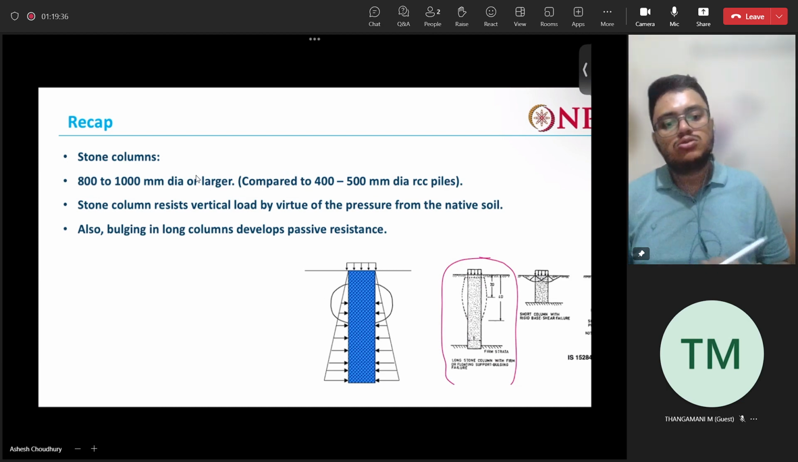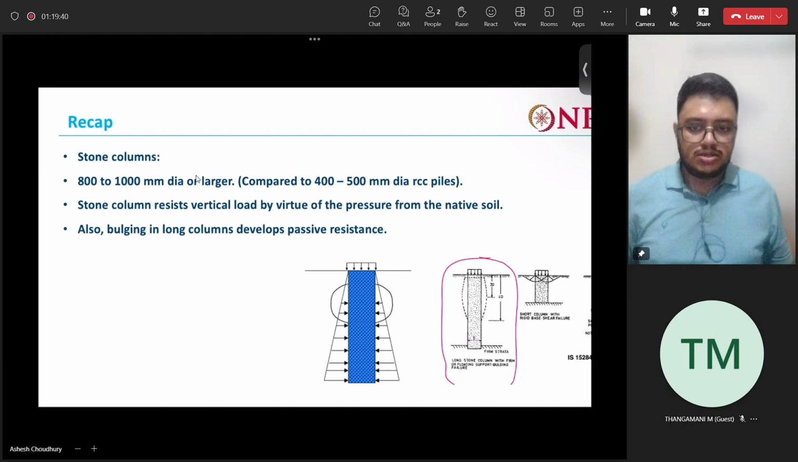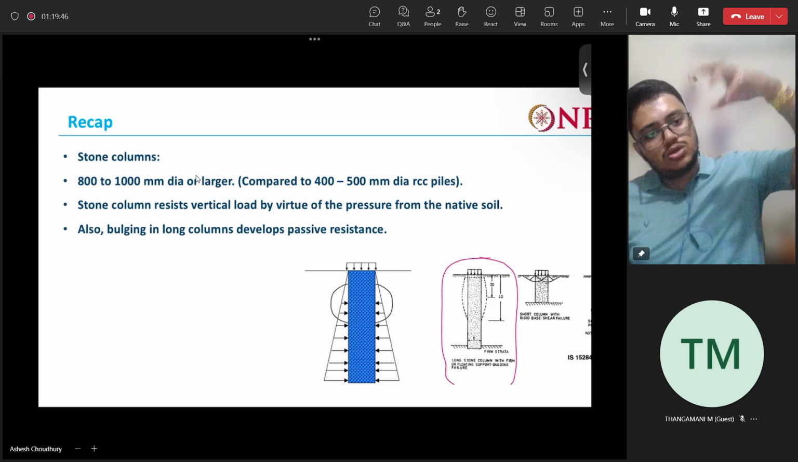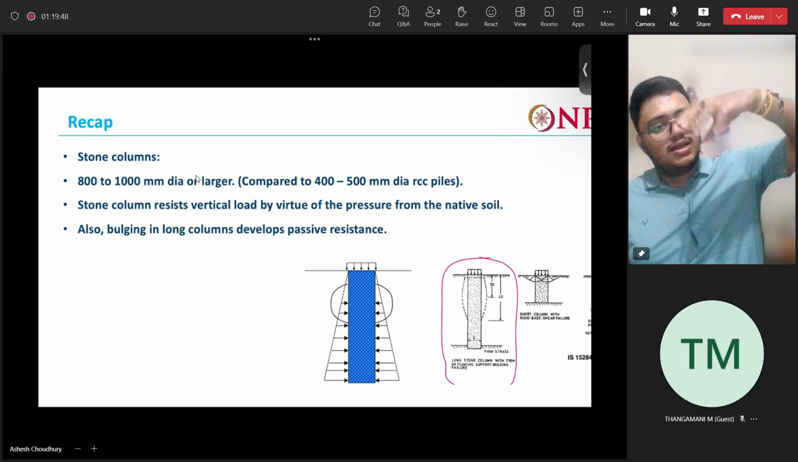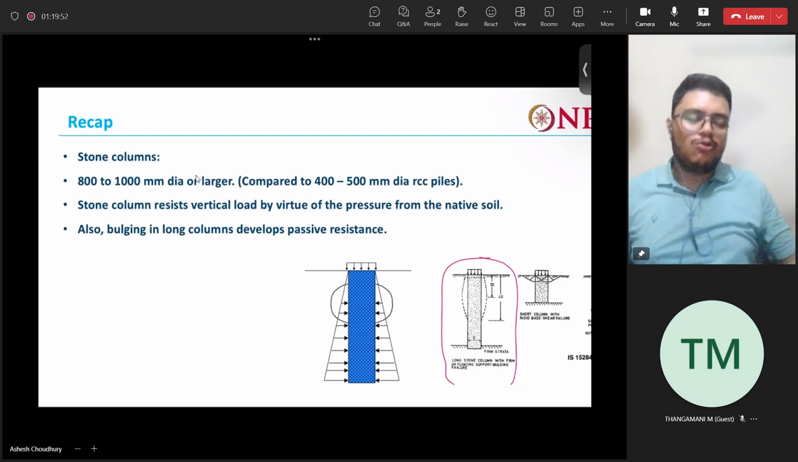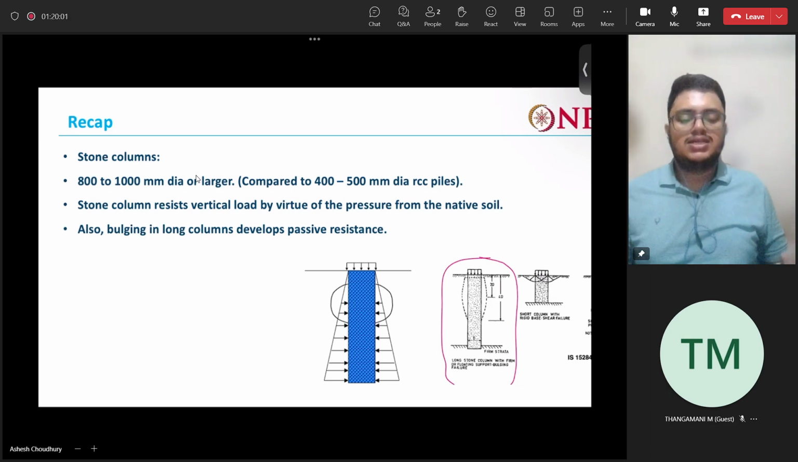The stone columns are also constructed like that only. We need to drill a borehole, then stabilize that borehole. Then you have to put stone aggregate in there and compact it with a rammer. That is the easiest way of construction. Obviously, there are more advanced ways of construction also, using vibro displacement and vibro flotation. But in general, if you want to visualize how that will be constructed, that is the easiest way.